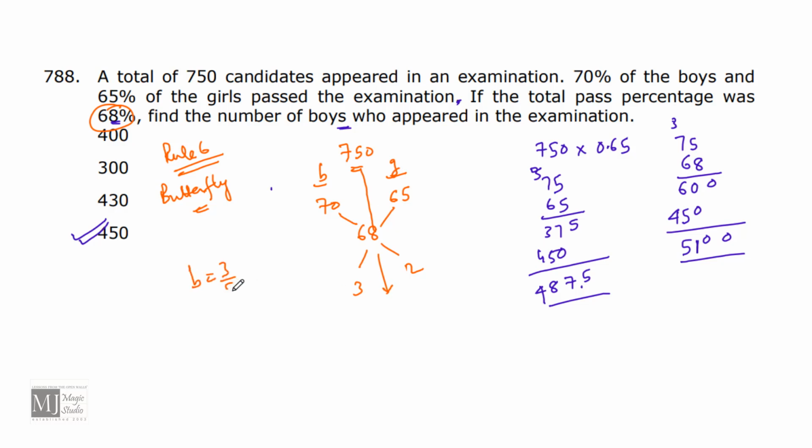Number of boys are 3 by 5 of 750. That is 450. This is known as 2-second solution, TSS. Answer 450.